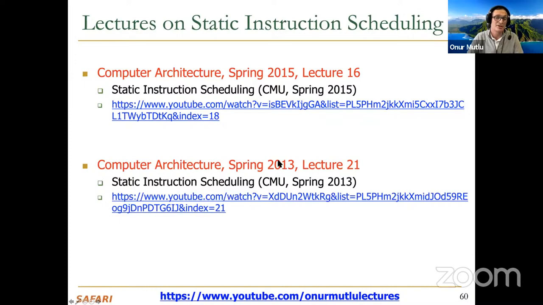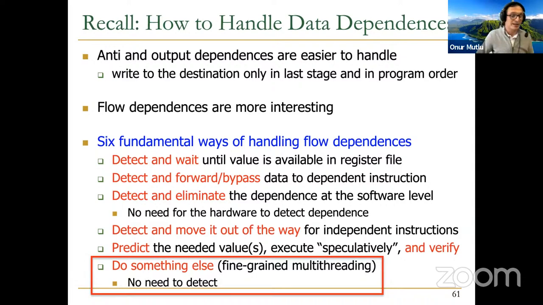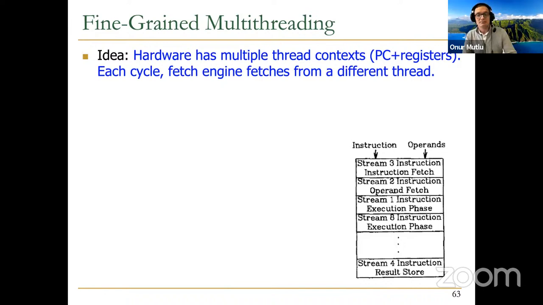Okay, so let's talk about the last approach over here, which is do something else, which is going to be a fascinating approach. I'm not going to spend a lot of time over here. I'm going to give you the basic idea. And this is called fine-grained multi-threading, essentially. So this is going to be a completely different approach to handling flow dependencies. In fact, both control and data dependencies. And the idea is, well, expensive in terms of hardware, but conceptually very simple. Basically, hardware has multiple thread contexts, execution contexts, program counter plus registers. So you can execute multiple threads at the same time, concurrently in hardware. So imagine we had a program counter, right? We're not going to have one, we're going to have eight of them.